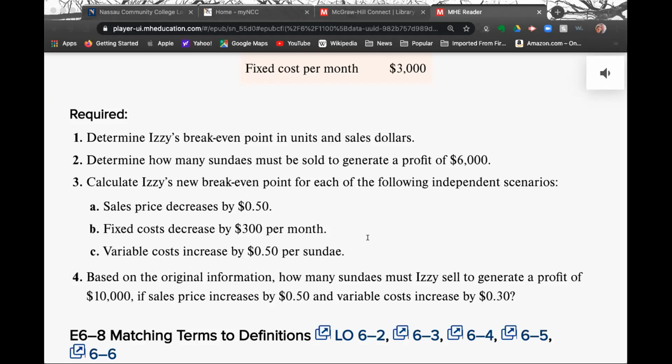This is a target profit example, right? So we take the fixed cost, add the target profit, and divide it by the contribution margin per unit. 3,000 is the fixed cost. 10,000 is the target profit. That's a total of 13,000. 13,000 divided by $3.20 comes out to 4,063 sundaes, and that number is rounded.